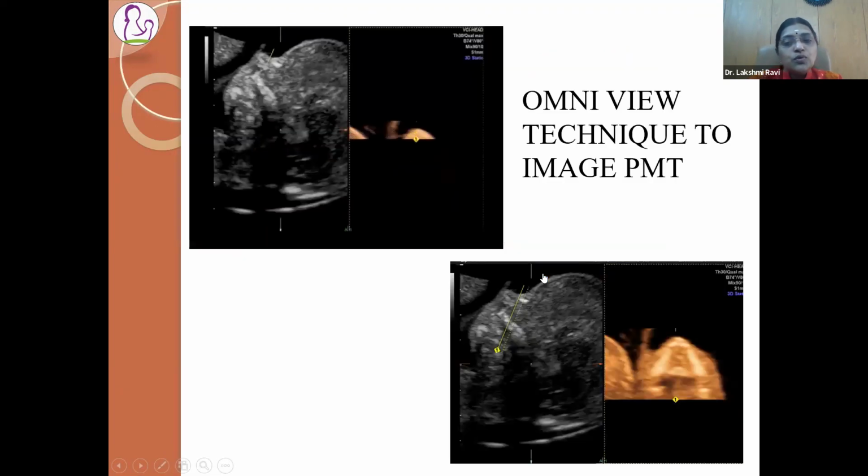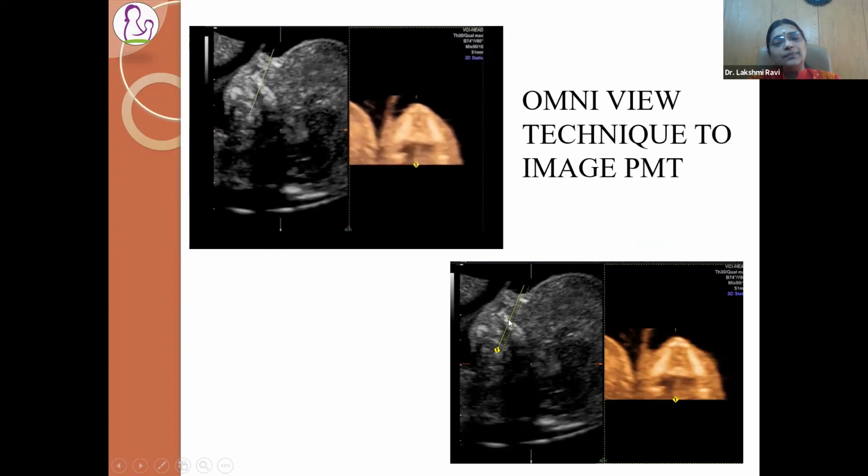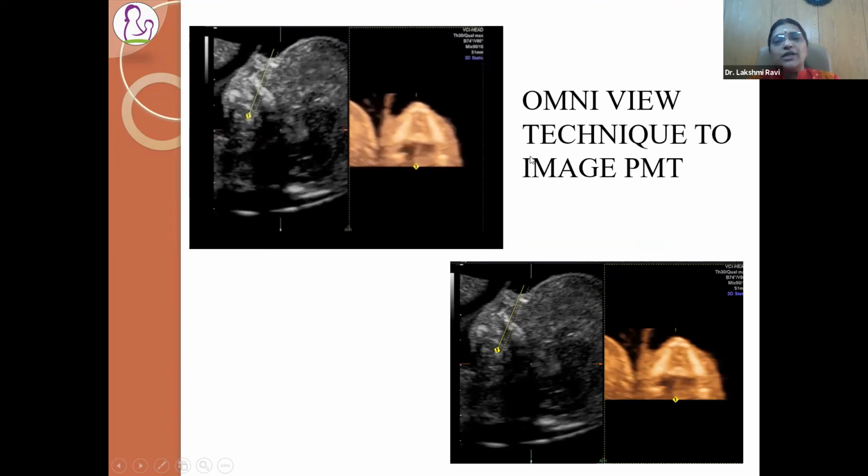You can also use the same OmniView line to track down the retronasal triangle. If you draw a line cutting the nasal bone, the primary and the secondary palate, if you draw a line like this, nicely you will pick out the retronasal triangle. So the same OmniView technique can be used to image the premaxillary or the retronasal triangle.